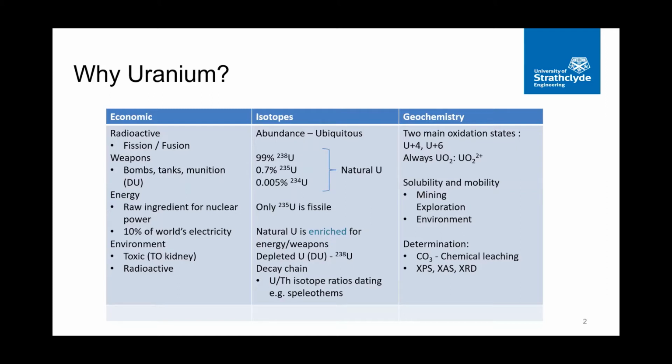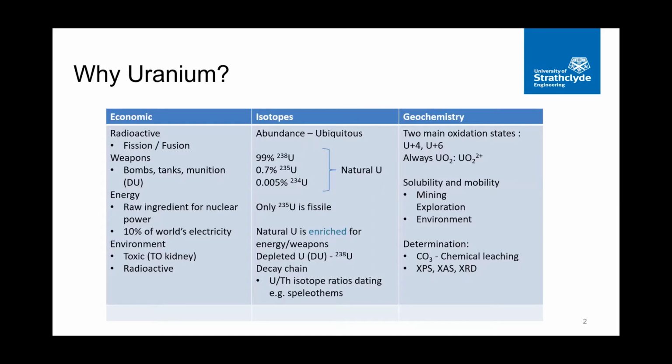In as far as isotopes go, there are three main naturally occurring isotopes. There are more man-made ones, but natural uranium consists of 99% uranium-238, 0.7% uranium-235, and a small amount of uranium-234. Uranium-234 is the most radioactive. Uranium-235 is fissile, and that is the main ingredient for nuclear energy and weapons. But obviously there's a small amount, so natural uranium is enriched to get rid of the 238, and when you separate the two, that's then depleted uranium, or DU.